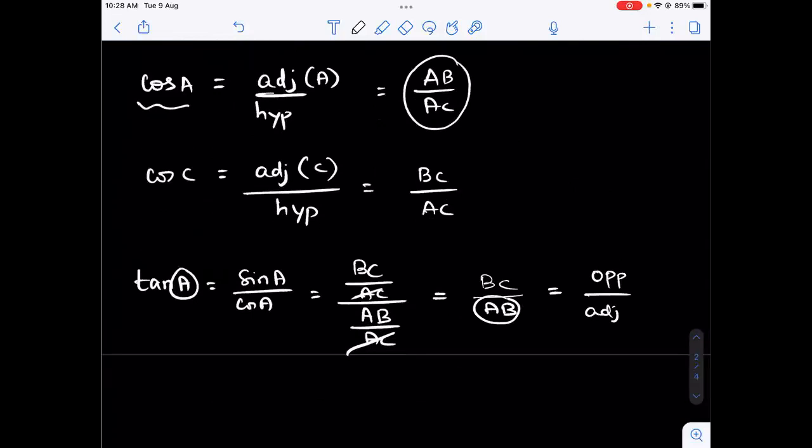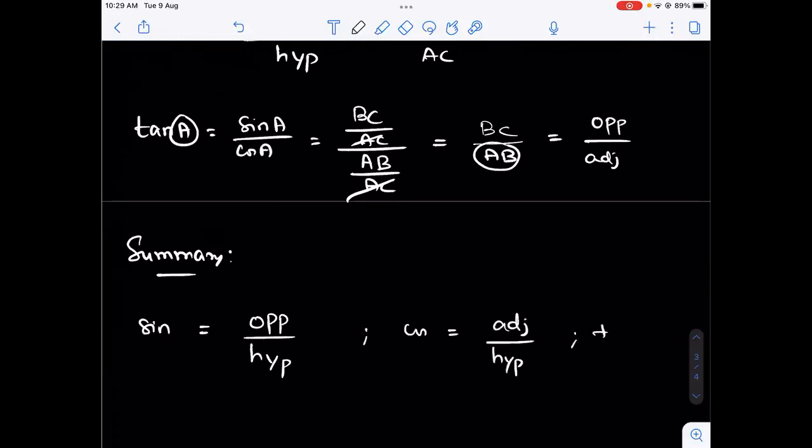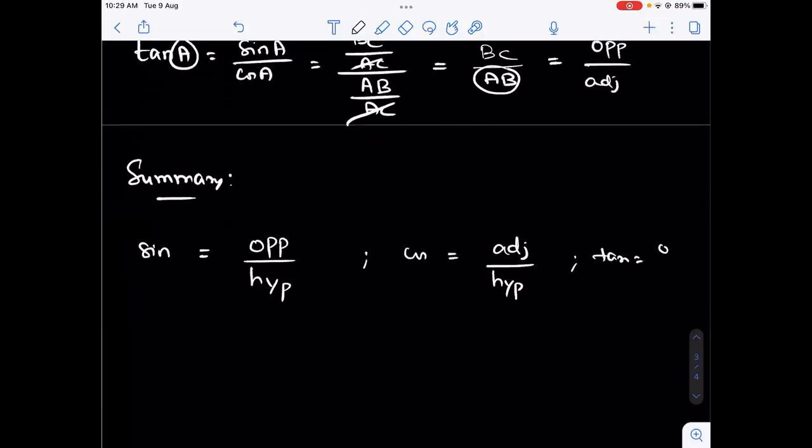Okay. So if I have to summarize, sin A, or by default I'm writing only sin, is equal to opposite divided by hypotenuse. Cos is adjacent divided by hypotenuse. Tan is opposite by adjacent, which is also sin divided by cos.